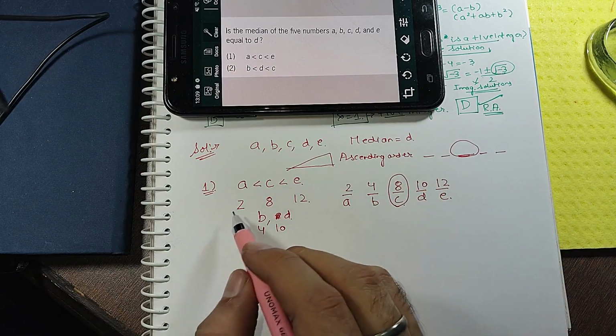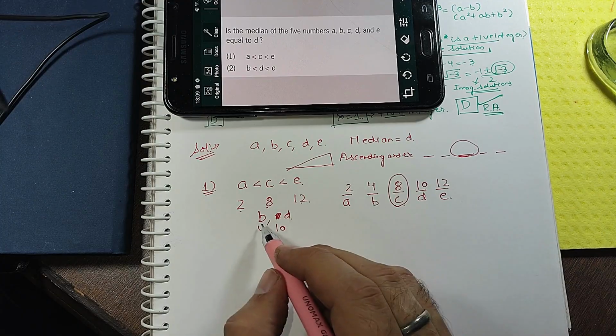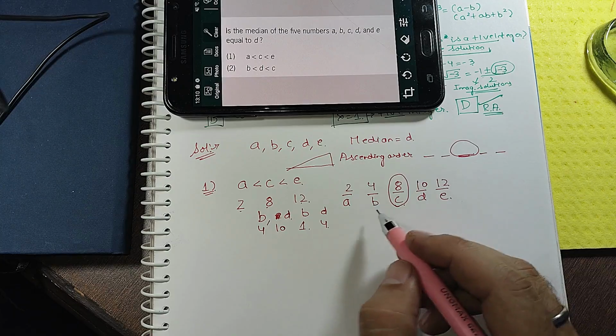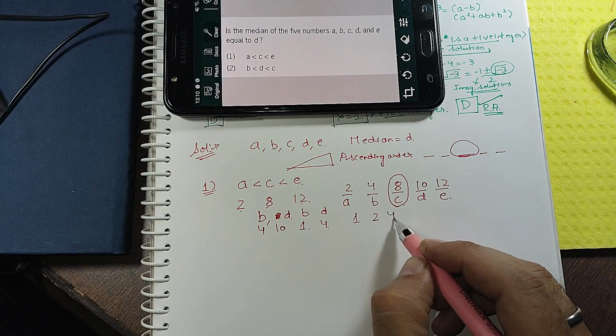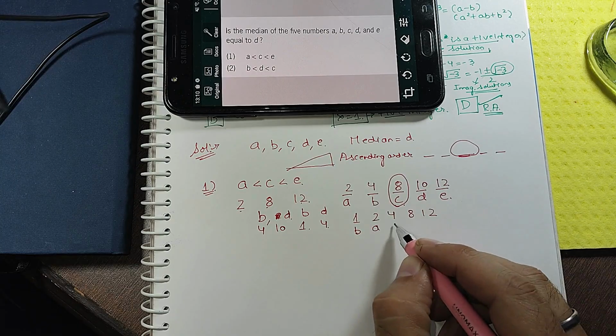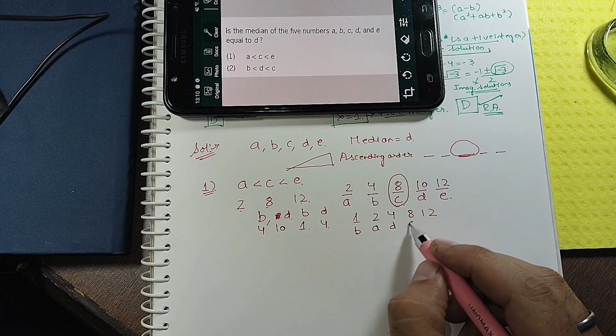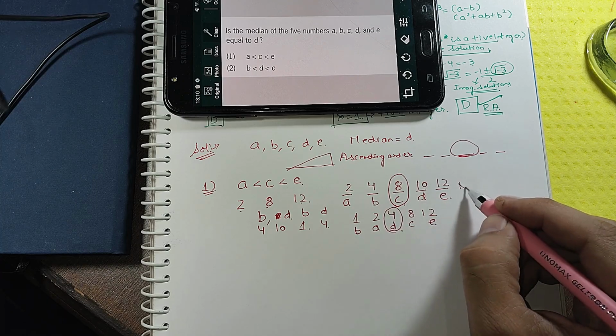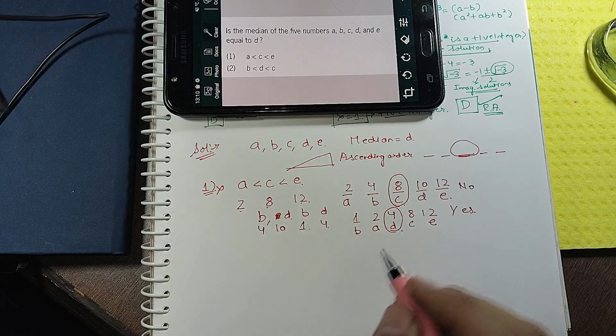Now changing the values, keeping these values the same. If I suppose that B is 1 and D is 4, now it can be arranged as 1, 2, 4 and then 8 and 12. So 1 is the value of B, 2 is the value of A, 4 is the value of D and 8 and 12 are C and E. In this case, the median is D. So this says no and this says yes. So statement A is not sufficient.